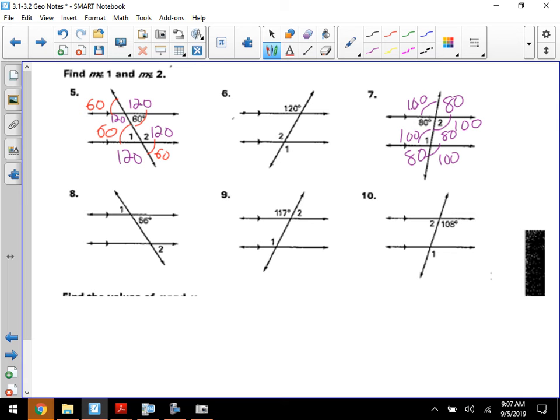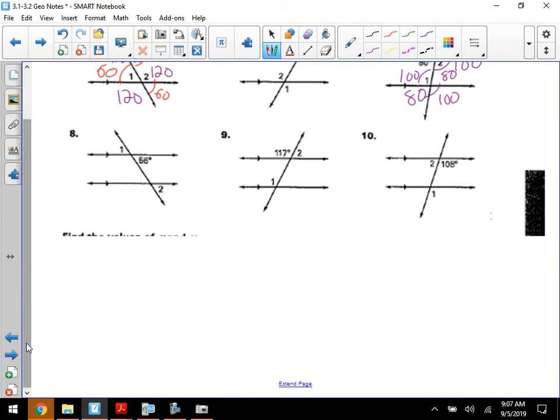All right. Let's look at number 8. That's a 56. Same thing, guys, exact same thing. I put a tick mark here. Vertical. Alternate interior. Vertical. Every one of those angles that has a tick mark now has to measure how much? 56, because it says so. Because those guys are all congruent.